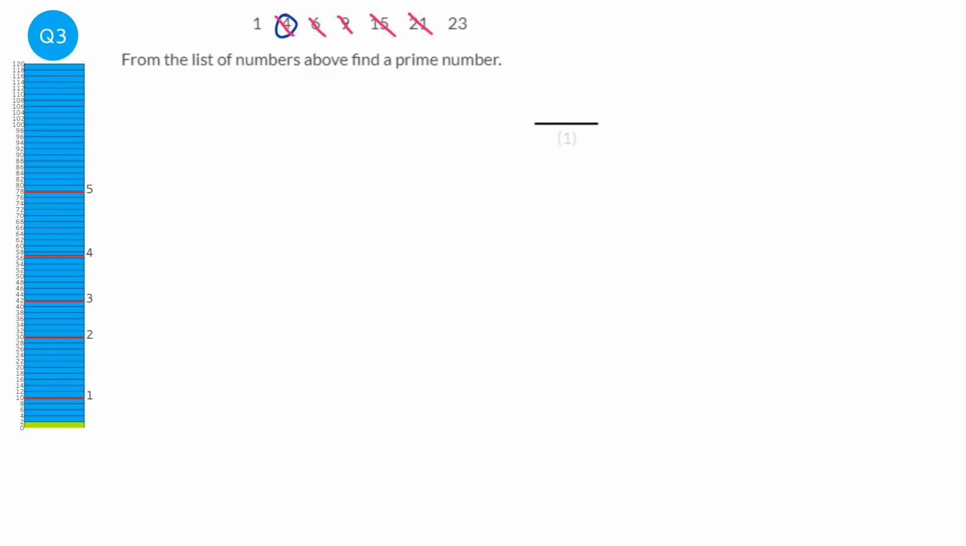Now 1 is a bit of a special case. The definition is that it has to be in the 1 and its own times table, and technically 1 is only in one of those, so 1 is not a prime number. The smallest prime number is actually 2, but 2 is not in this list. 23 though is not in any other times table, so 23 is a prime number.